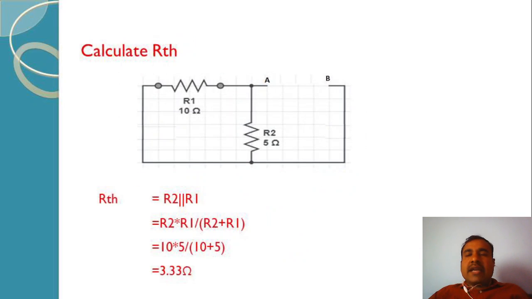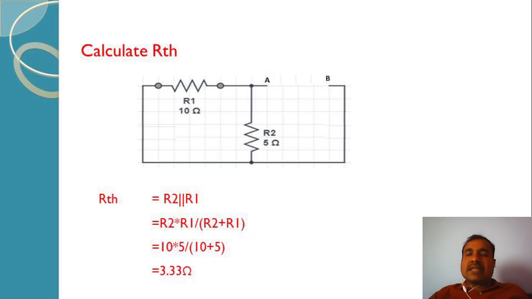Now to calculate RTH, again we have to short the voltage sources and find the resistance across the marked terminals. When you look back into this network at terminals AB, these two resistances are in parallel. So RTH is equal to R2 parallel with R1, that is 10 into 5 divided by 10 plus 5, which is equal to 3.33 ohm.